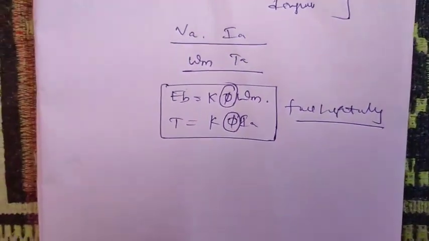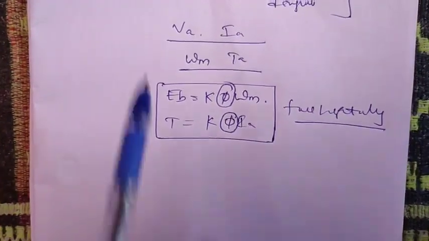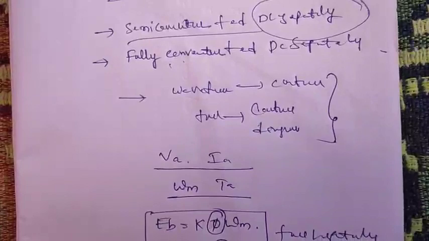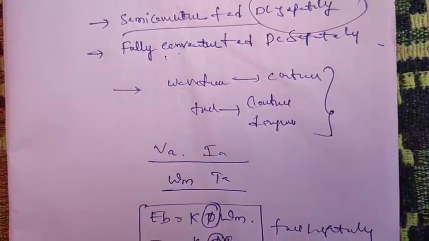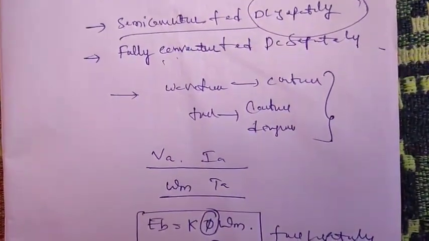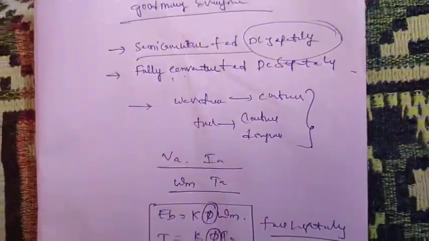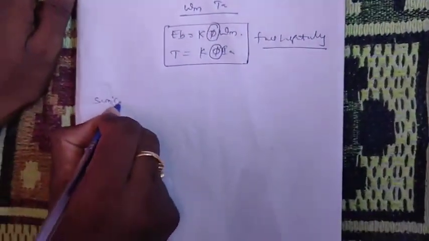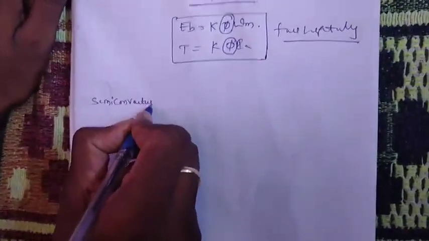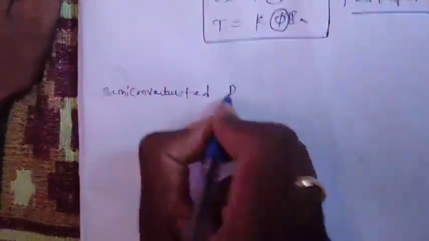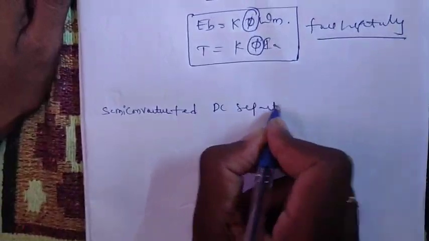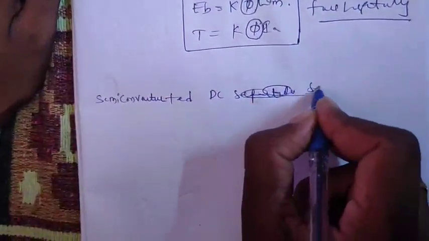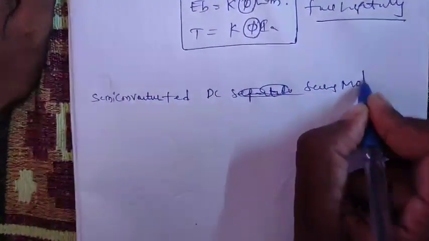In today's class we discuss the semi converter fed DC series motor. In place of the DC separately excited motor, we connect a DC series motor. The diagram is the semi converter fed DC series motor.